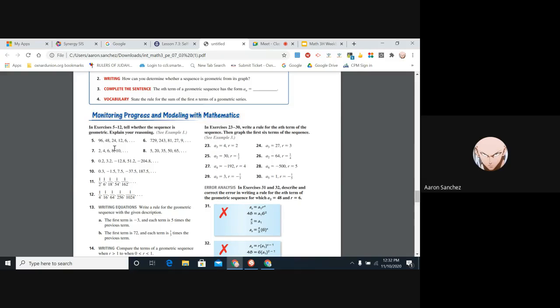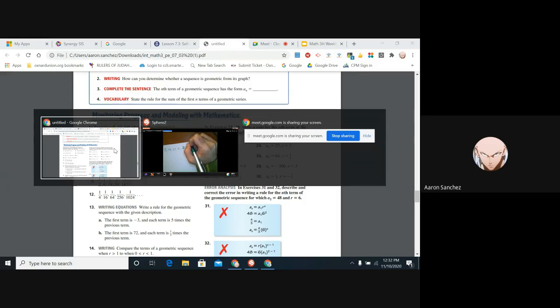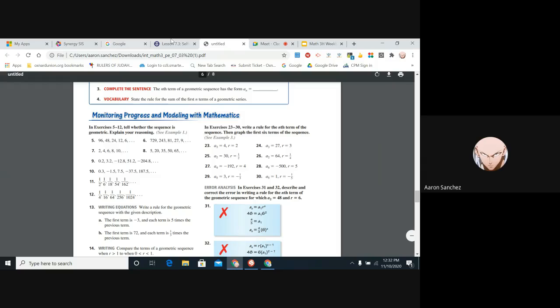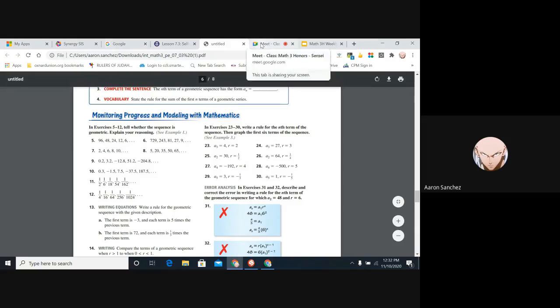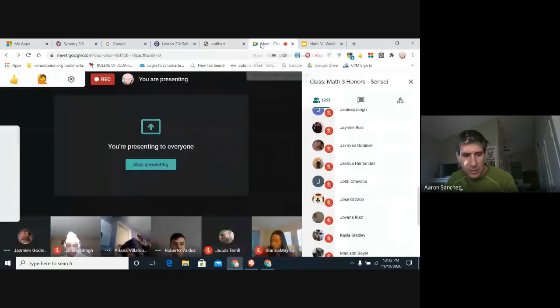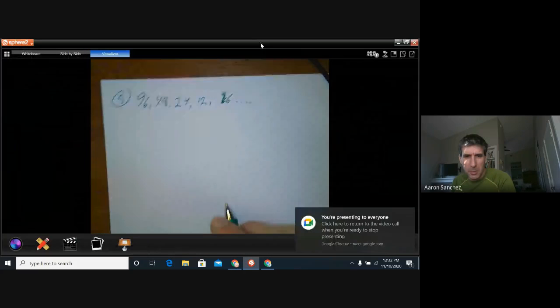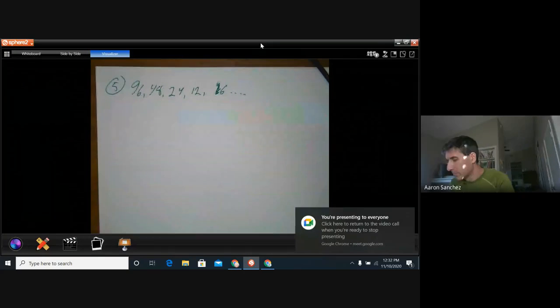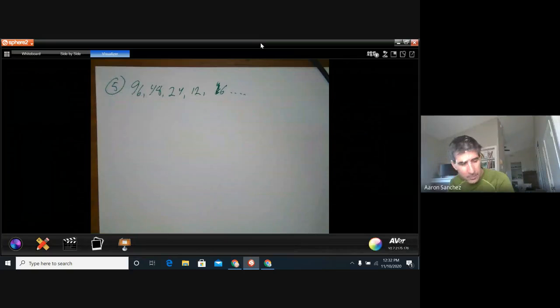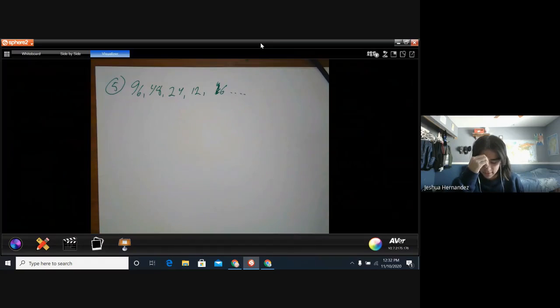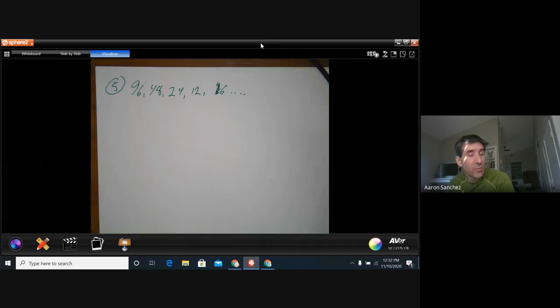All right, is this geometric? What do you think? Look at that term. What do you think, Joshua? Do you think that's geometric? What's your gut tell you? I think it is. Yeah, it is. Do you know why though? Oh, because it's like multiplying by 0.5. Yeah, we're multiplying by half or 0.5. Very good, Joshua. Way to knock that out.